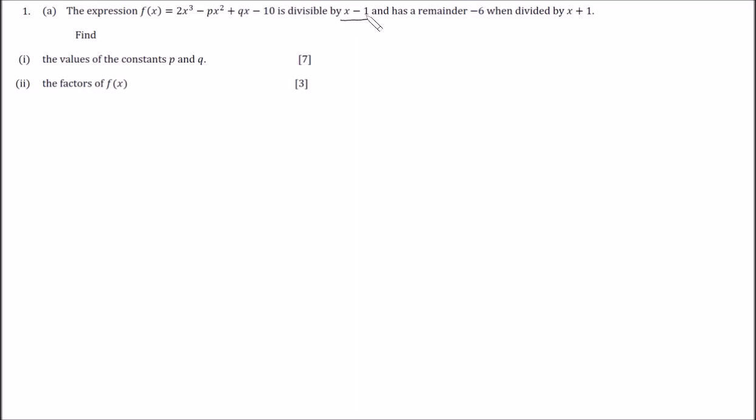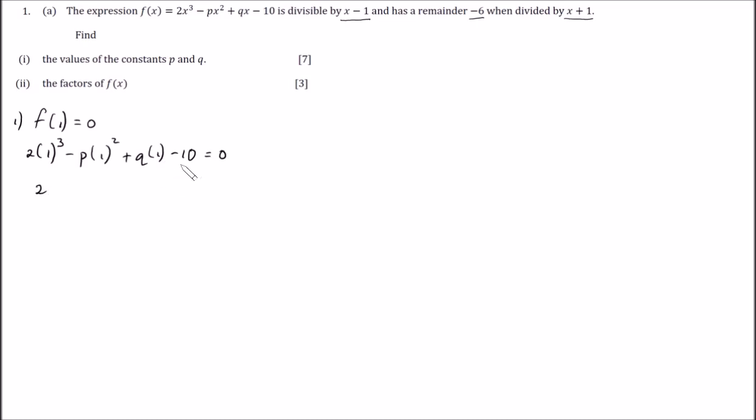Since our f(x) is divisible by x − 1, we can apply the factor theorem here, and the remainder theorem for x + 1, since there's a remainder of −6. So our factor theorem will tell us that f(1) = 0, since x − 1 is a factor, i.e. our expression is divisible by x − 1. So we're going to have 2 × 1³ − p × 1² + q × 1 − 10 = 0. This is going to give me 2.